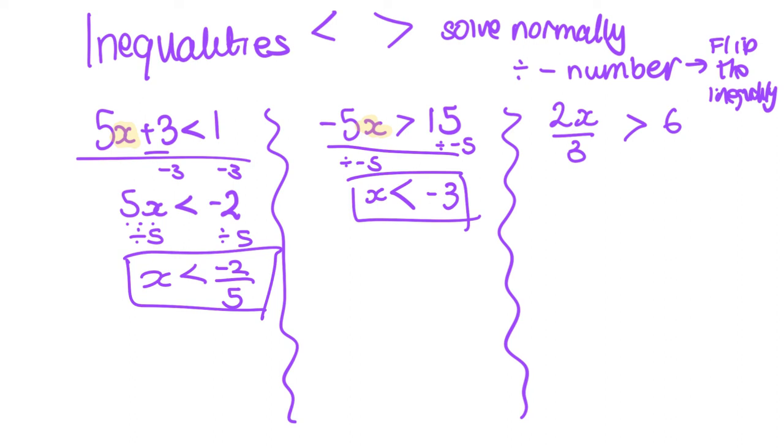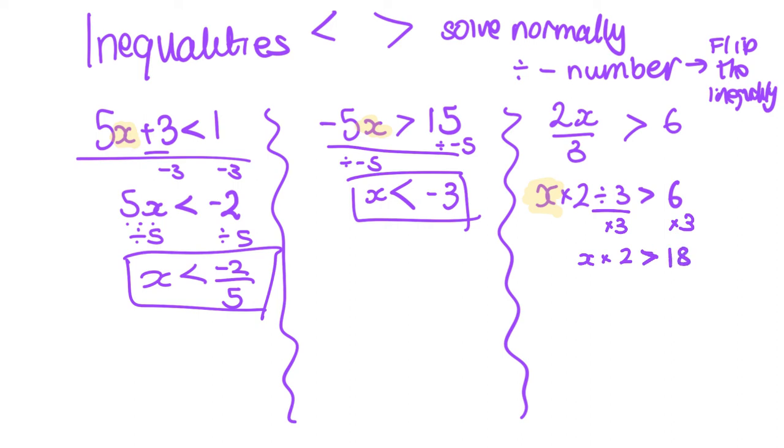Alright, last one here. 2 times x is divided by 3. So let's actually write that out. 2 times x, or x times 2, it's the same thing. Divided by 3 is more than 6. Highlight that celebrity, the VIP, and let's do the opposites. We're dividing by 3. Opposite of dividing is times, so times both sides. So x times 2 is more than 18.